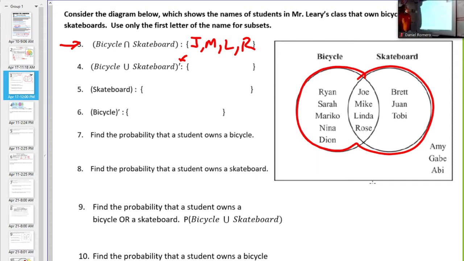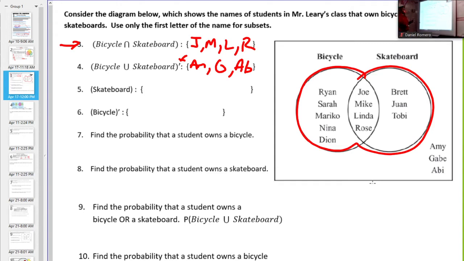Yeah, Amy, Gabe, and Abby. And since Amy and Abby start with the same letter, I'm gonna put A-M, comma, B, comma, A. Don't forget Amy. Not right skateboard.